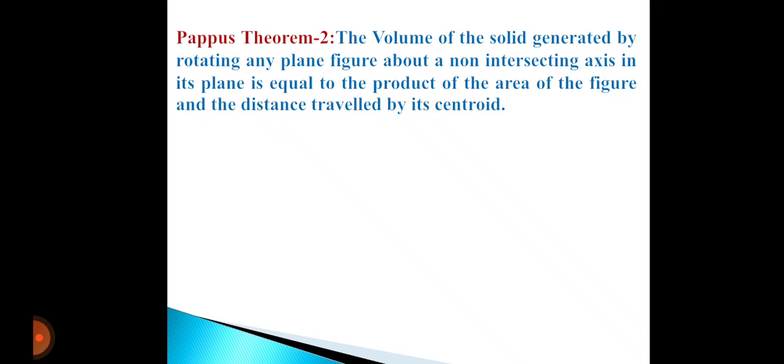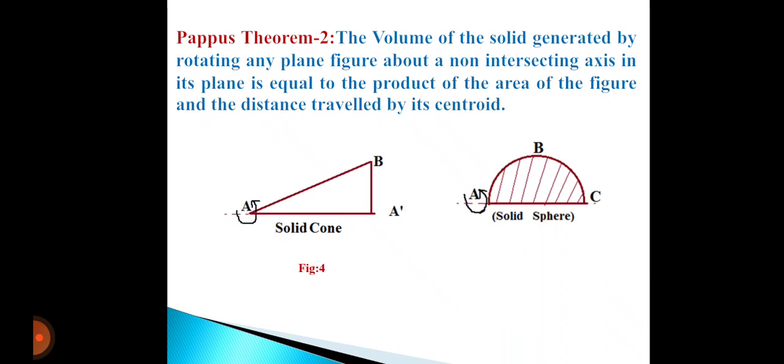Now, Pappus's theorem 2. The volume of the solid generated by rotating any plane figure about a non-intersecting axis in its plane is equal to the product of the area of the figure and the distance travelled by its centroid. In figure 4, a body of revolution is defined as a body which may be generated by rotating any plane area about a fixed axis. A solid cone may be obtained by rotating a triangular area. Similarly, a sphere by rotating a semicircular area, as shown in figure 5.